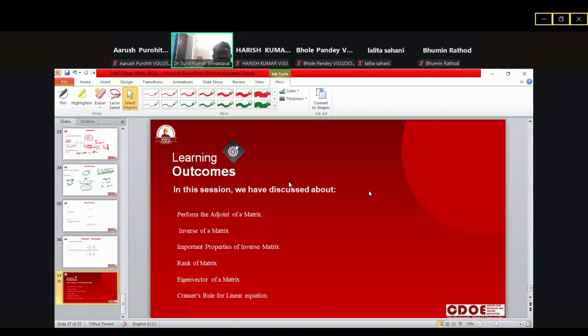In these sessions, we have discussed with you in detail. First of all, we have given the definition of the adjoint of matrices. We have also concluded how the inverse of a matrix is defined and how to find the inverse of matrices by the elementary transformation method as well as the formula method. We also discussed the properties of inverse matrices, rank of matrices, eigenvalues and eigenvectors of matrices, and most importantly the primal rules of linear equations. These are our learning outcomes of these sessions. Any doubt from your side, you may raise your questions, you can ask, and enjoy the sessions.